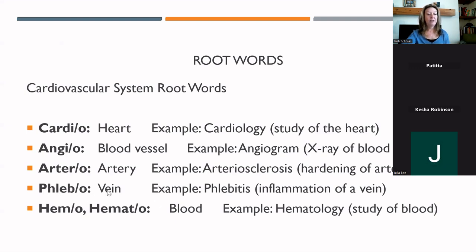Phlebitis. Phleb is a vein, so itis, inflammation of the vein. Hemo, we talked about this a little earlier. Hemophiliac, hematology, ology, the study of the blood. Hemopathology, the study of diseases of the blood.